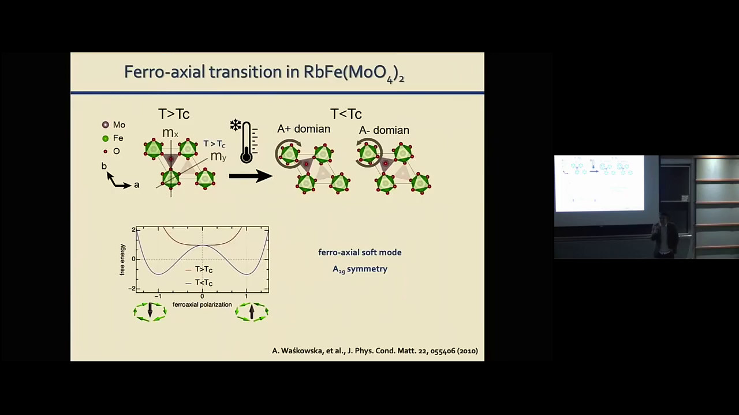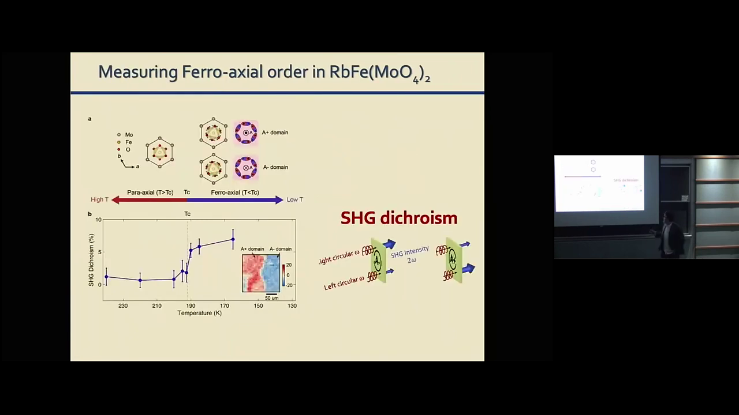The way you can measure this, again, it doesn't have any linear coupling to electromagnetic fields, but you can probe the appearance of ferroaxial order by looking at dichroism in the second harmonic generation. You can convince yourself that if the ferroelectric dipoles rotate this way or rotate that way, the second harmonic generation generated like so will be different than the second harmonic generation generated with a circular light that rotates in the other way. So, if you do this measure and measure the dichroism, you can measure both the transition at about 190 Kelvin, and you can also measure the domains, plus and minus domains.